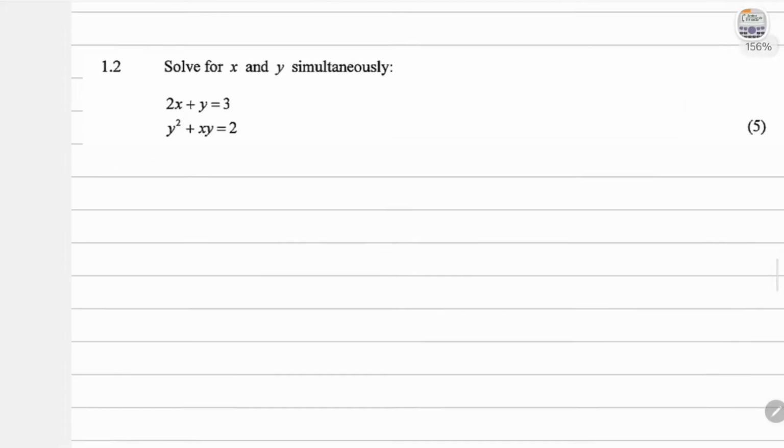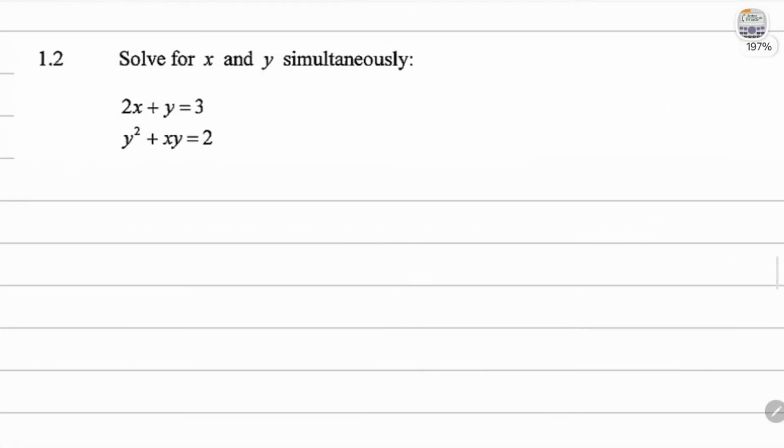Question 1.2 asks us to solve for x and y simultaneously. With these two equations, we can choose the equation where a variable can be made easily a subject. Do you see that in this linear equation, you have y on its own? So we can easily make y the subject here. We can call this our equation 1, and then that will be by default equation 2.